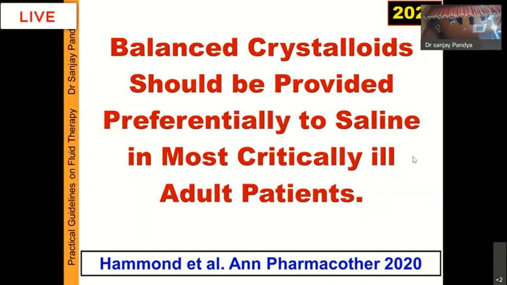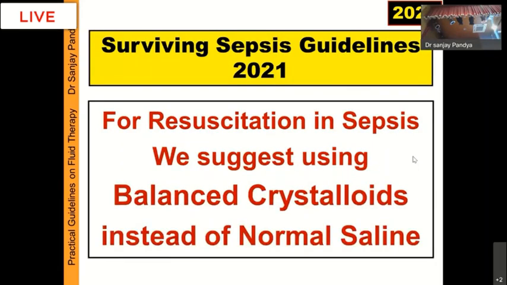And the same author in January 2022 has come out with exactly the same conclusion. But this 2022 article was a systematic analysis and review of all the studies. So the final of the final information says that balanced fluid is better than normal saline.